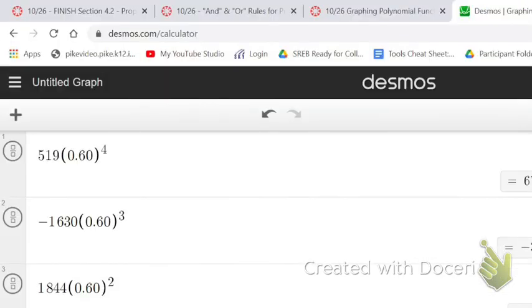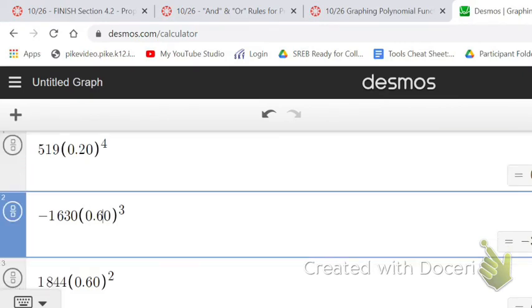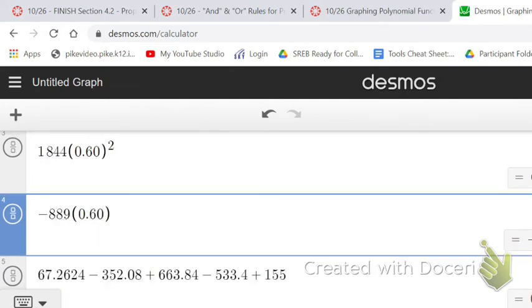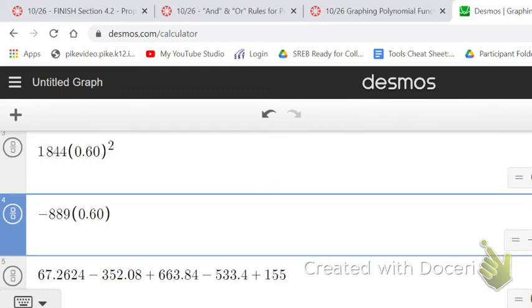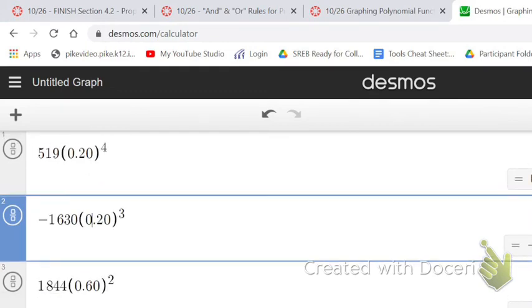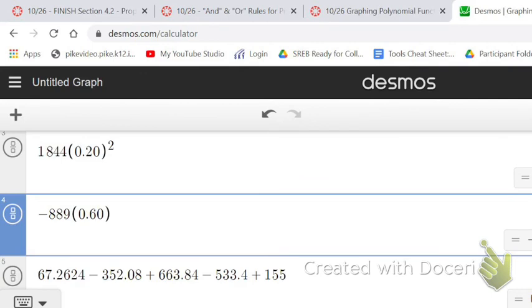So this would be a 0.2 here. So that should have been 0.8304. Second term should have been minus 1304. Third term should have been 73.76. And that last term there should have been minus 177.8.